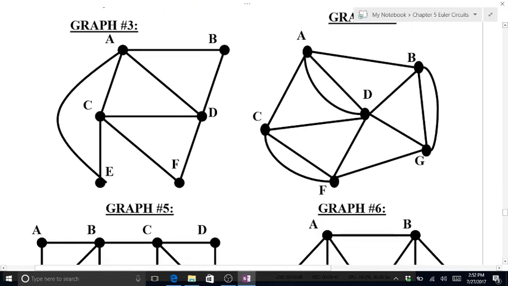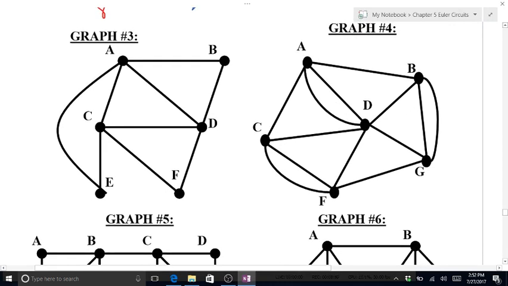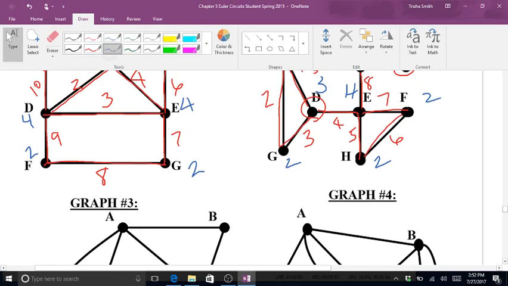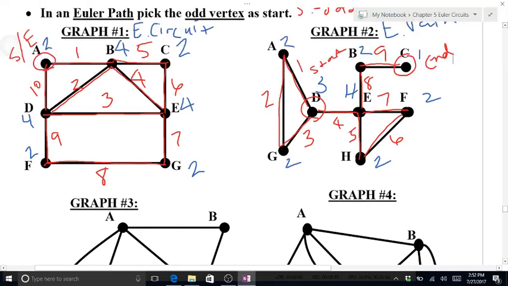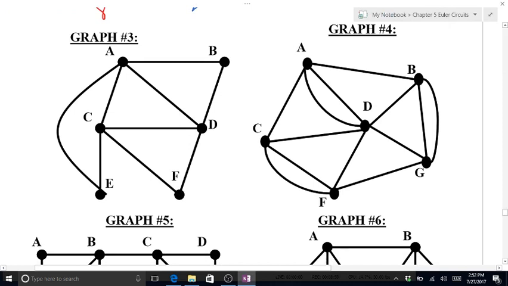Okay, moving on. Graph 3 and graph 4. Okay, so again, step 1, determine what I have. So A has a degree of 4, B has a degree of 2, C has a degree of 4, D has a degree of 4, E has a degree of 2, F has a degree of 2. So everything's even. This is a circuit.